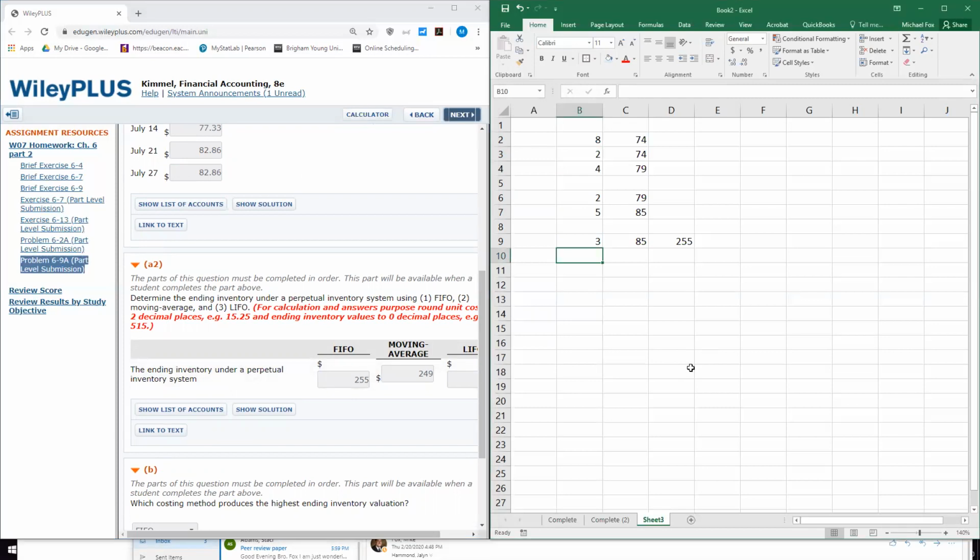Okay. And then so that's LIFO. Oh, sorry. You want me to go through it that way too? Sure. Yeah. So this is kind of quick and dirty, right? But it's sufficient. So I would do the same thing.